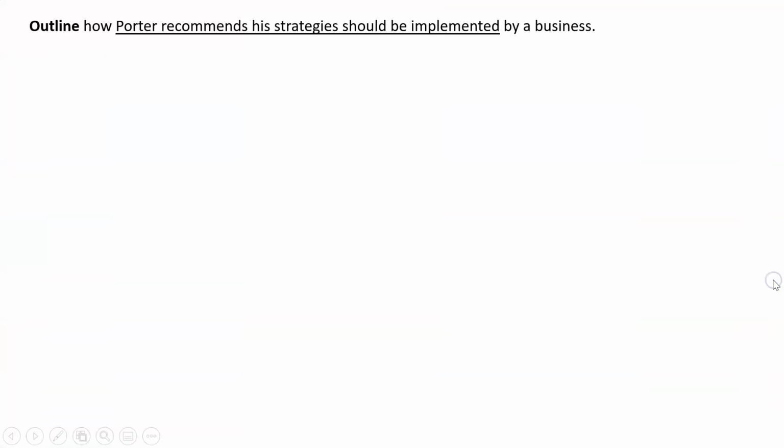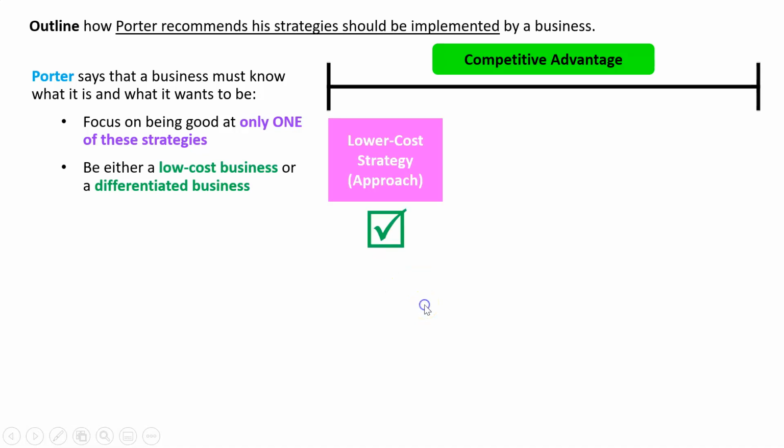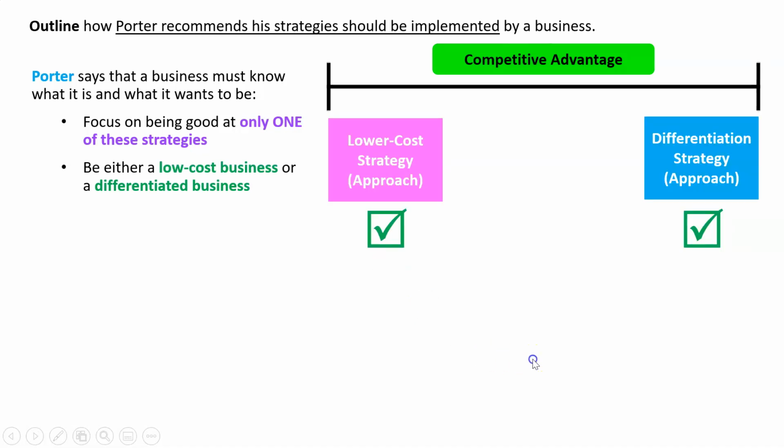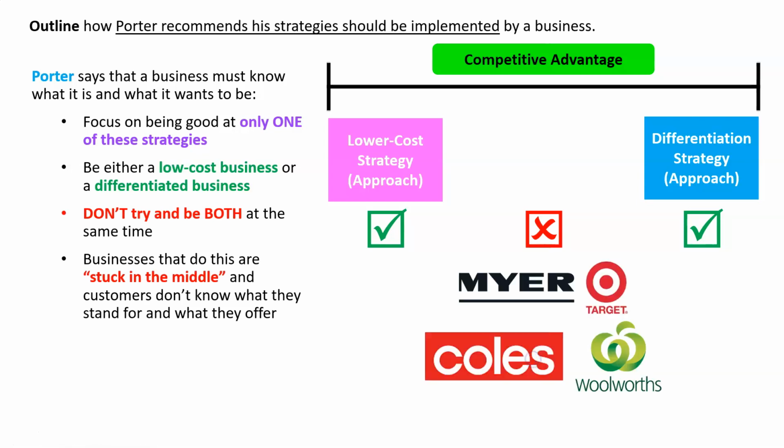What else do you need to do? You need to outline how Porter says the strategy should be implemented. Porter says just know what you want to be. Focus on only doing one strategy at a time. You should either be lower cost or differentiated. Don't try and be both. He calls that stuck in the middle. And some businesses we looked at that might be stuck in the middle were Myer, maybe the supermarkets a little bit, particularly Coles, and Virgin Australia.